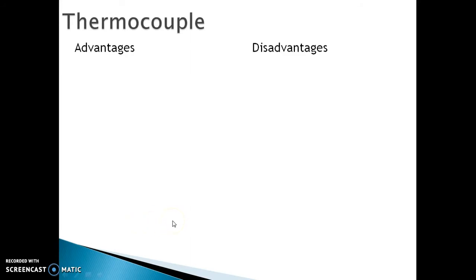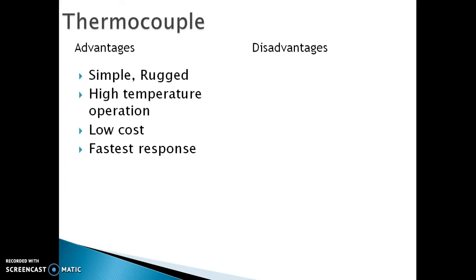Let's look at the advantages and disadvantages of the thermocouple. The first and foremost advantage is it's simple and rugged because it consists of only two wires of dissimilar metals. The high temperature operation is due to the different types which are available, and the range goes up to a few thousands of degrees.